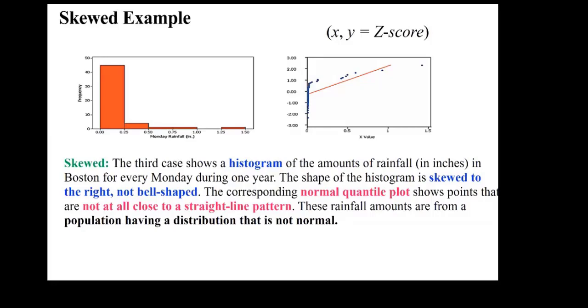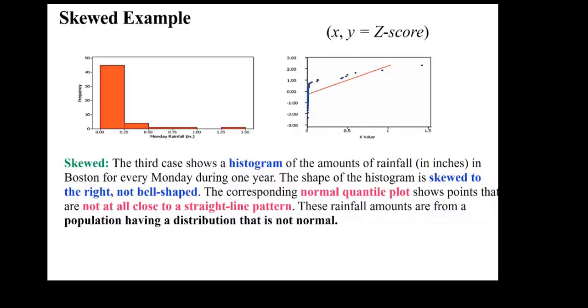Skewed. The third case shows a histogram of the amounts of rainfall in inches in Boston for every Monday during 1 year. The shape of the histogram is skewed to the right, not bell-shaped. The corresponding normal quantile plot shows points that are not at all close to a straight line pattern. These rainfall amounts are from a population having a distribution that is not normal.